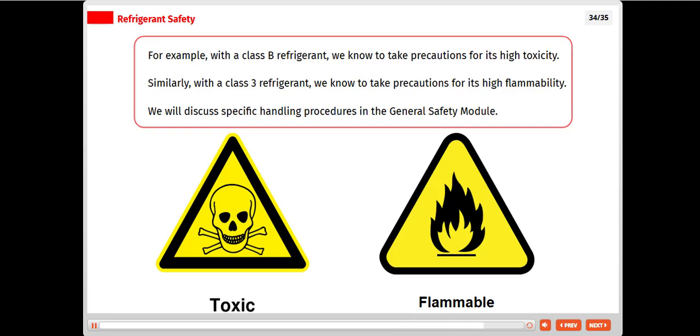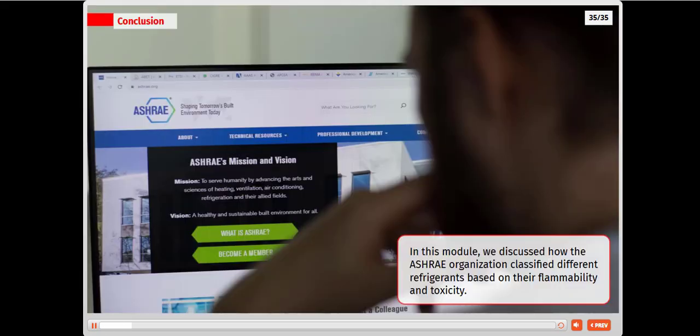In this module, we discussed how the ASHRAE organization classified different refrigerants based on their flammability and toxicity.